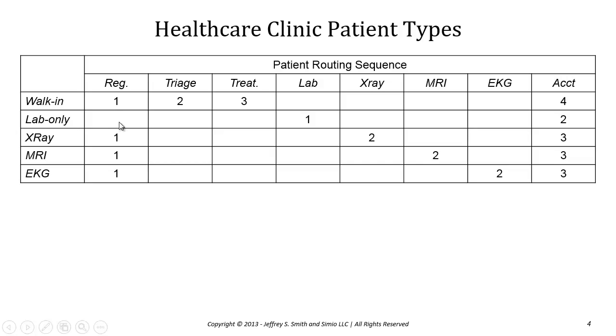Lab-only patients don't have to register because it's such a frequent occurrence that the lab has its own registration process. So lab-only patients go directly to the lab and accounting. X-ray comes to registration, then X-ray, then accounting. Similarly, MRI and EKG both register first, then go to their respective station, and then go to accounting.